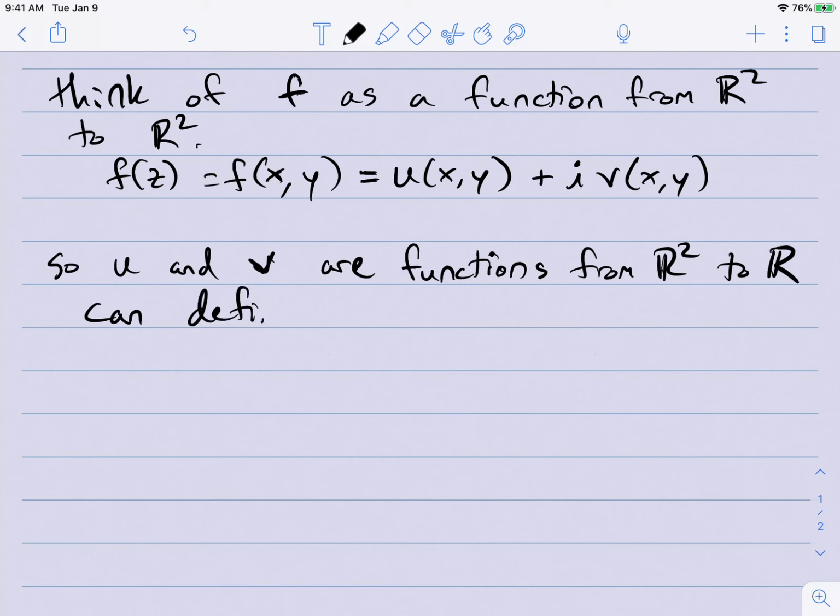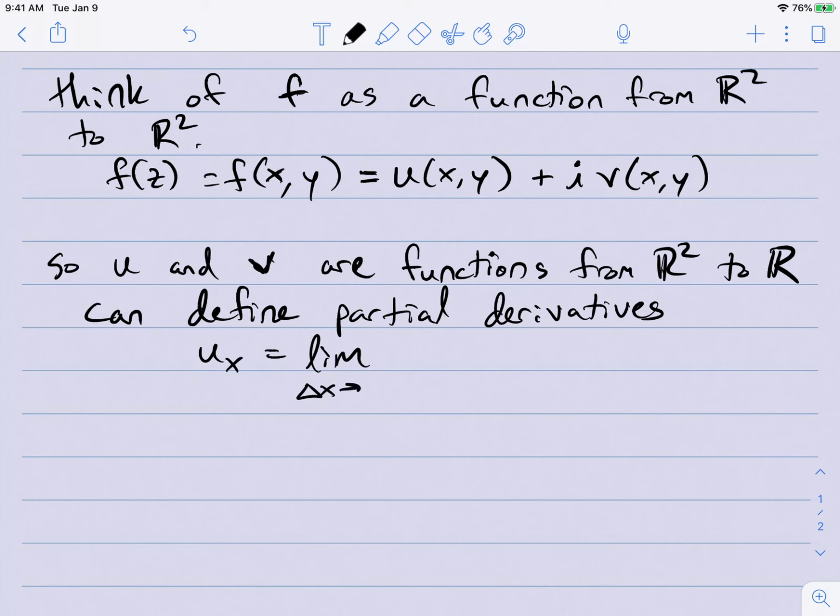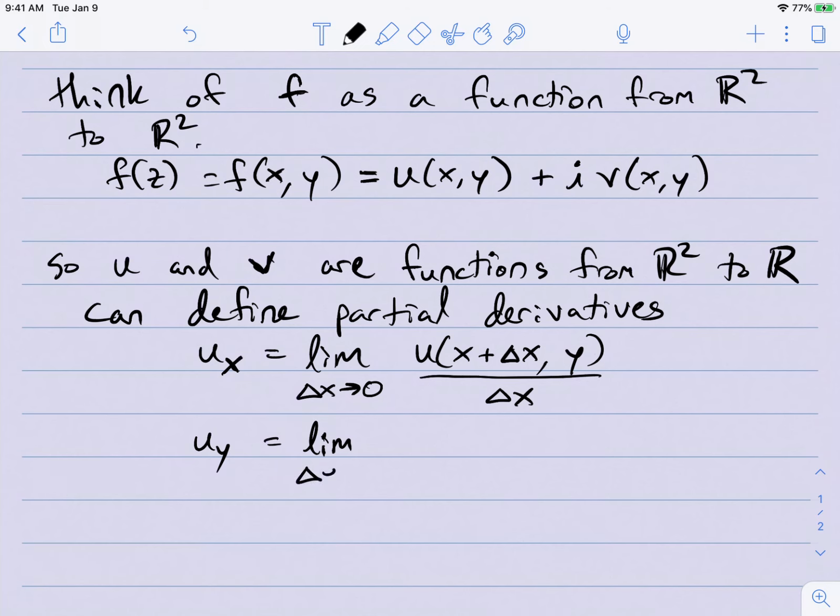So I can define the partial derivatives from multivariate calculus. For instance, u_x, the partial with respect to x, is just the limit. Basically, I keep the y value constant and look at how the x value changes and how that changes the output. So I look at, as delta x goes to 0, u of x plus delta x, keeping y constant, divided by delta x. And then the partial in the y direction means I keep x constant and vary y. So this is the limit as delta y goes to 0 of u of x constant and y varying, divided by delta y. So these are the partial derivatives.